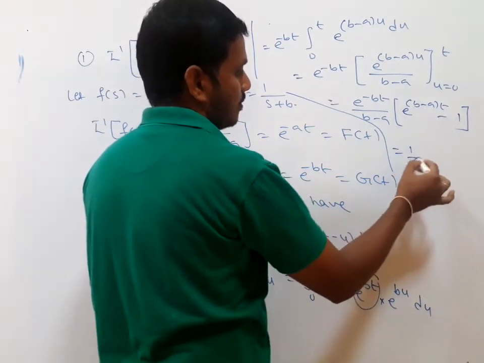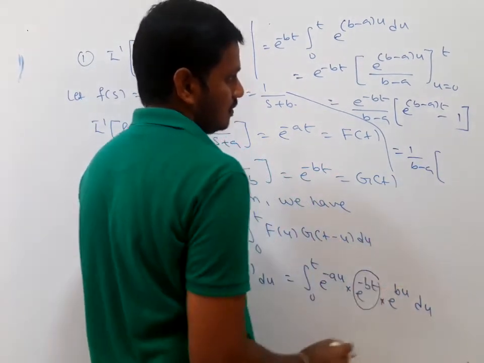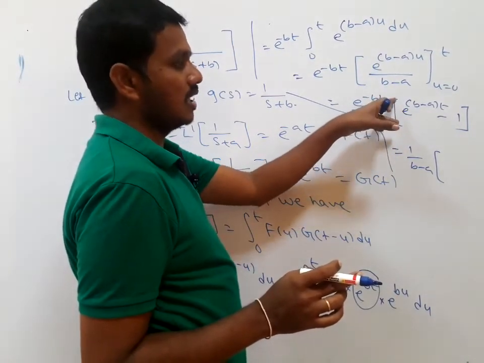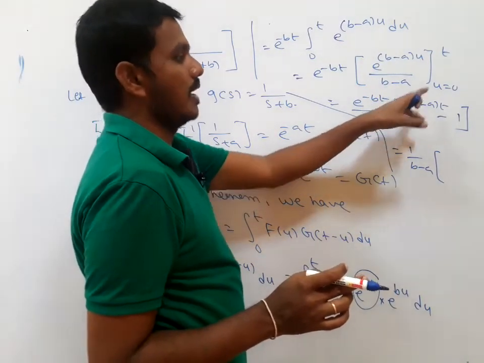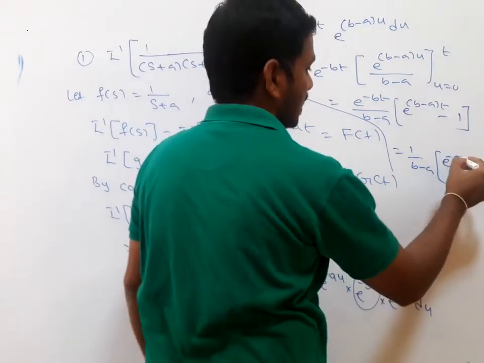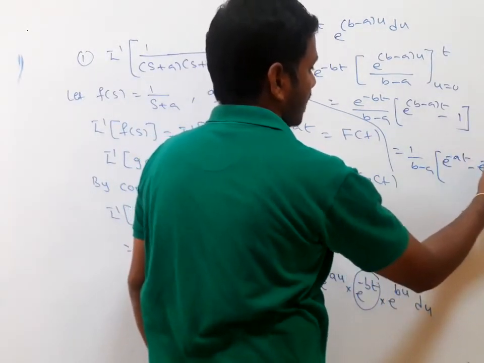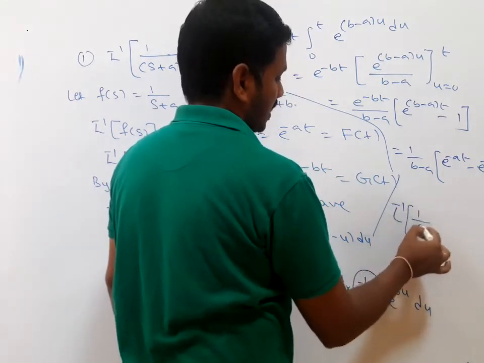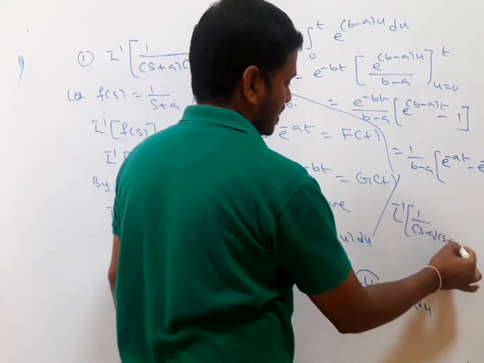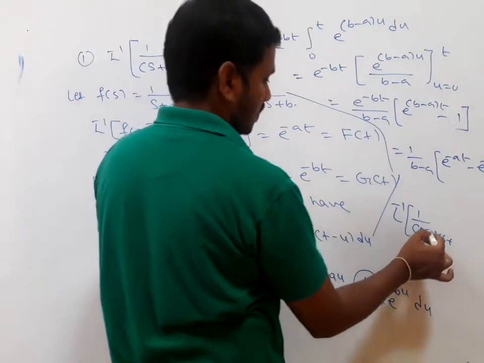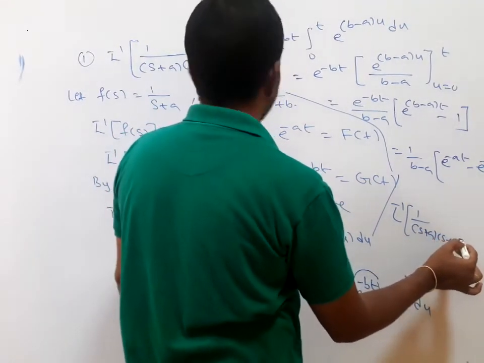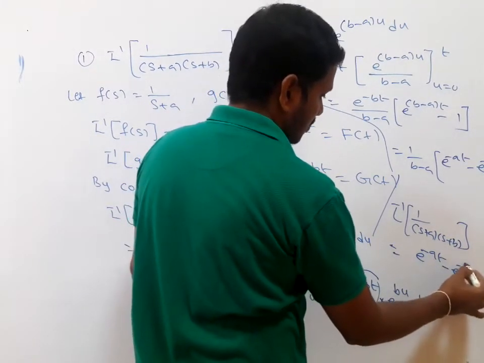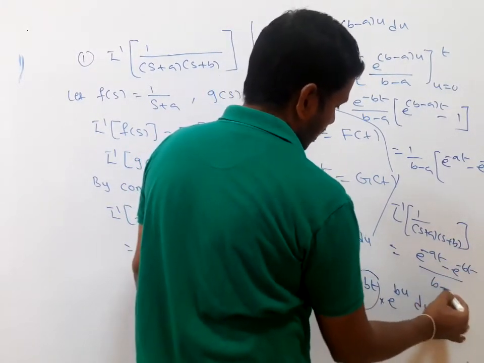So which is 1 by b minus a, e to the power of minus at, e to the power of bt, minus bt plus bt cancel, e to the power of 0, minus e to the power of minus at, minus e to the power of minus bt. So therefore L inverse of 1 by s plus a into s plus b is equal to e to the power of minus at minus e to the power of minus bt divided by b minus a.